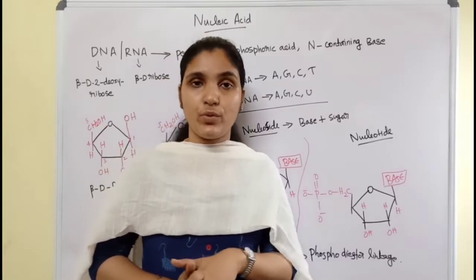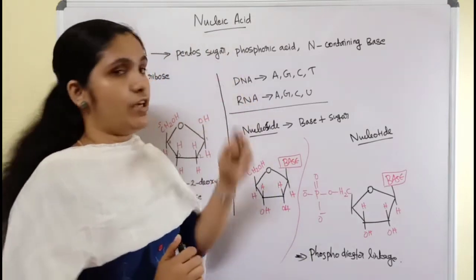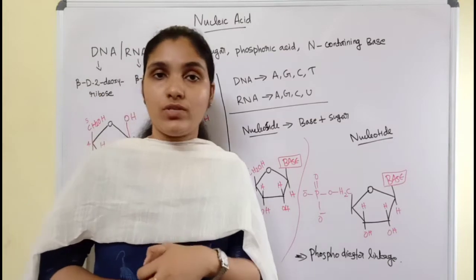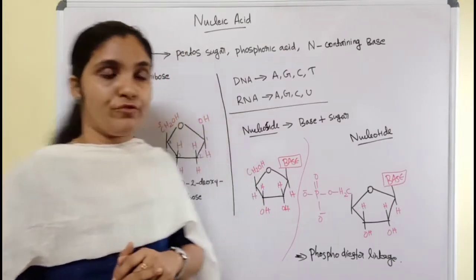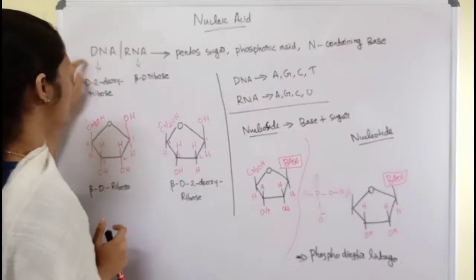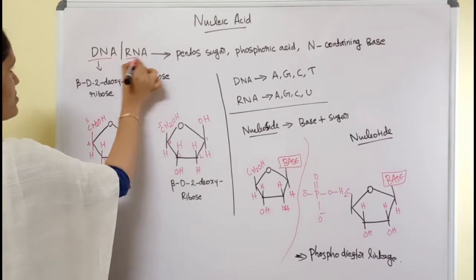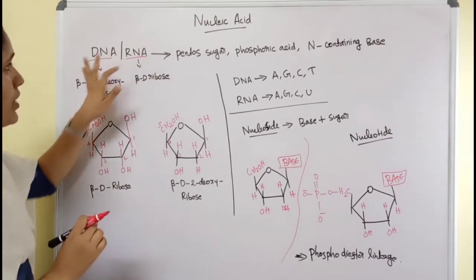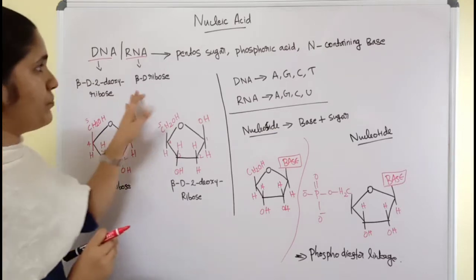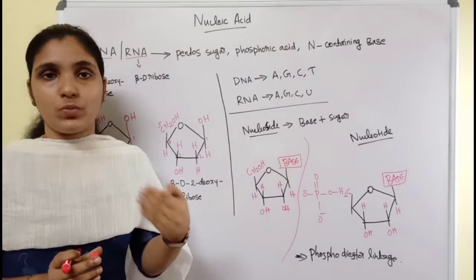Everyone, let's continue the chapter Biomolecules. So today's topic is nucleic acid. From biology, you know what nucleic acid is, and the two main types of nucleic acid are DNA and RNA, deoxyribonucleic acid and ribonucleic acid. And here, what we'll focus on is the chemical composition.